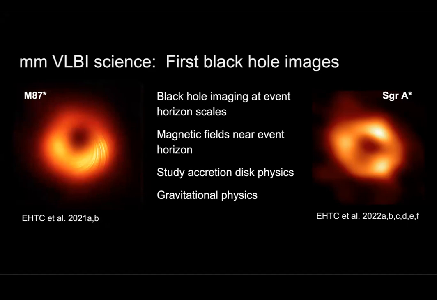Another field for which these images were very important is gravitational physics. Given the mass of the supermassive black hole and the distance to this object, general relativity could exactly predict what the diameter of this ring should be. And it was beautiful to see that both of these observations confirmed general relativity.